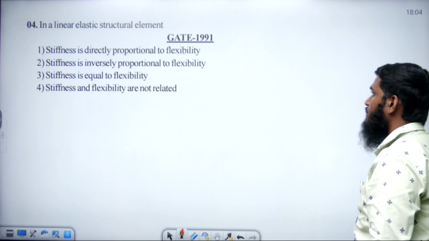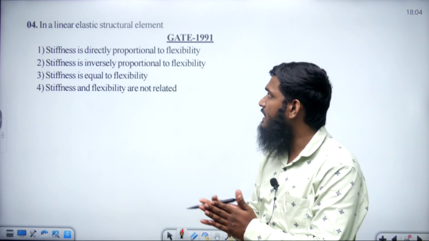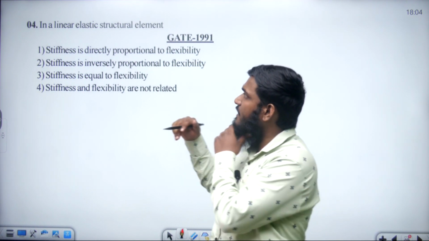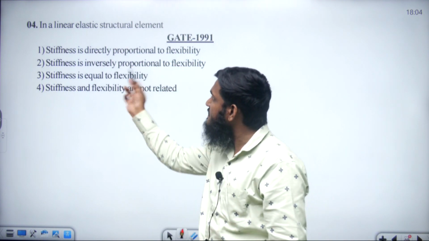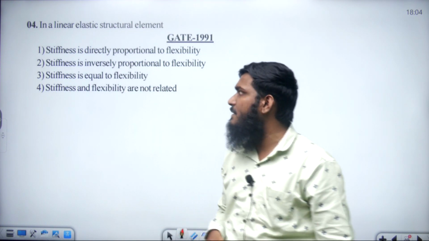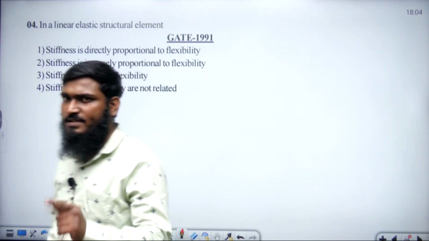Now let us go for the next question. In a linear elastic structural element, what are the options? Stiffness is directly proportional to flexibility. Stiffness is inversely proportional to flexibility. Stiffness is equal to flexibility. Stiffness and flexibility are not related. Okay, now listen carefully.